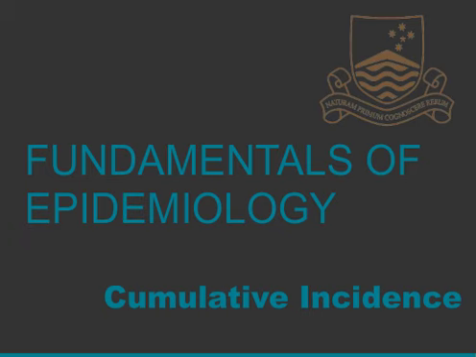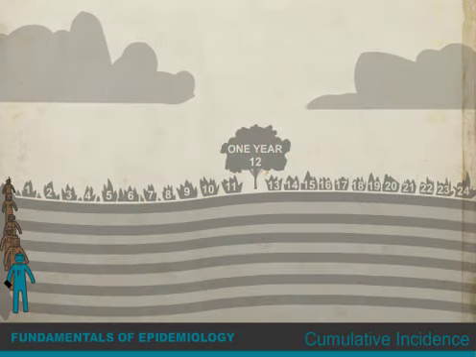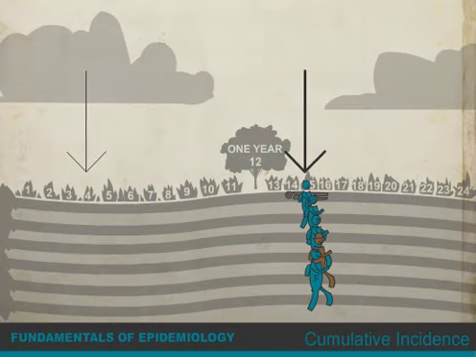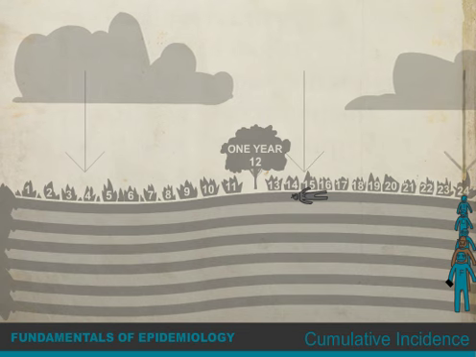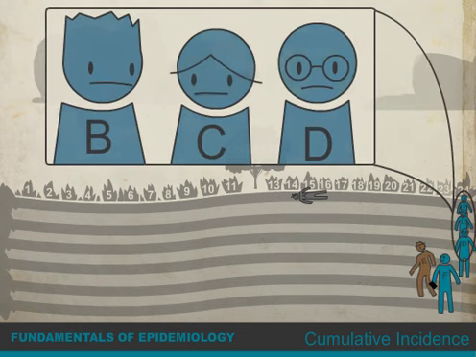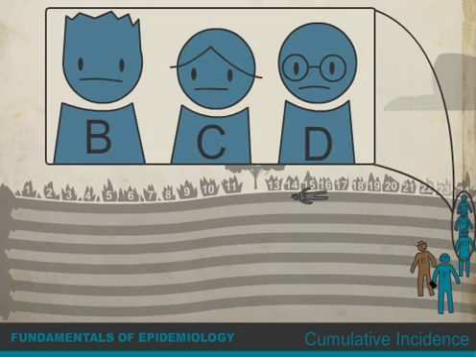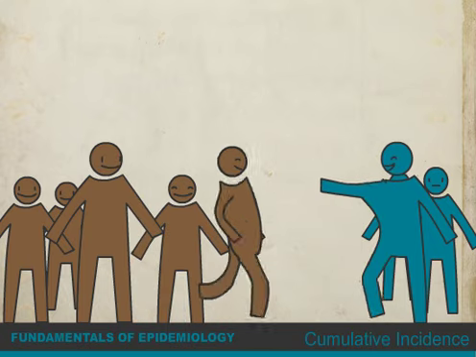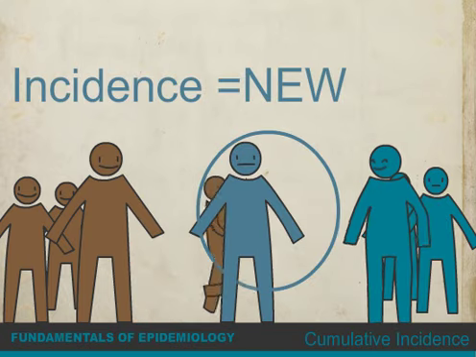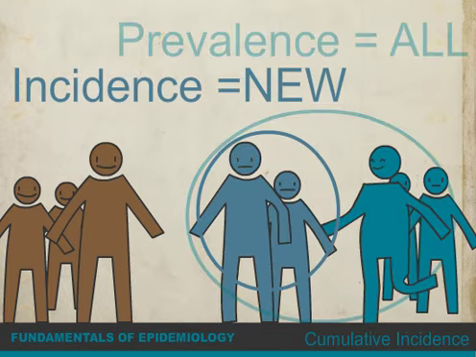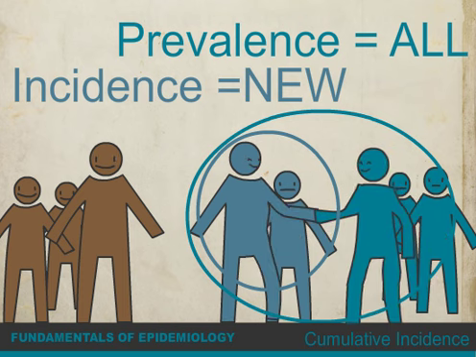Next critical concept that we'll explain is incidence. Whilst prevalence is a measure of how many people had the disease at a particular single point in time, incidence refers to people who newly acquire the disease over a specified period. There are two key elements here. Incidence refers to new cases, whereas prevalence refers to all cases.